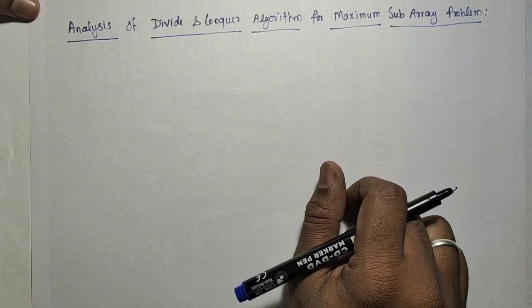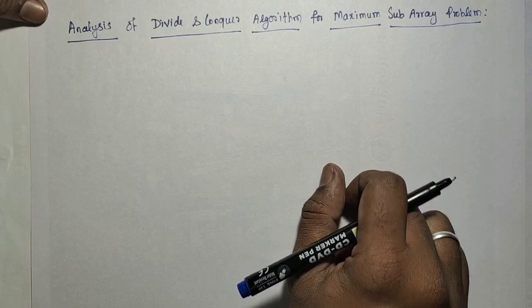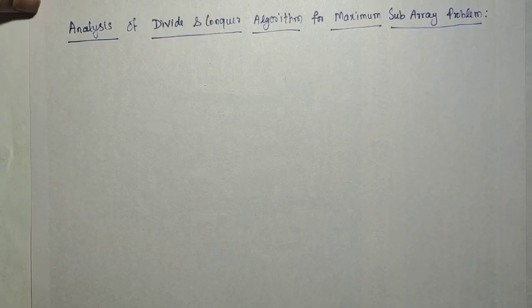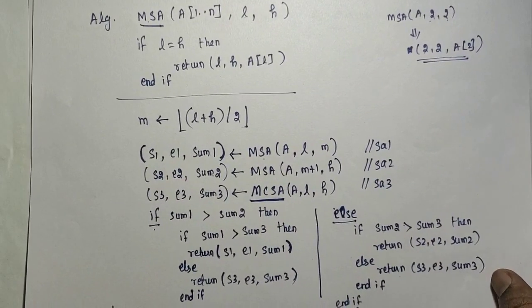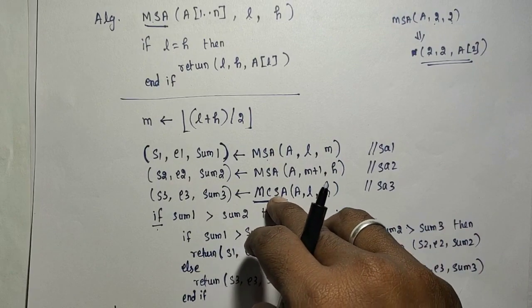In this video, we will discuss the analysis of the divide and conquer algorithm for finding the maximum subarray. We already discussed that algorithm and an example for the maximum subarray problem. This is that algorithm. It is a recursive algorithm.